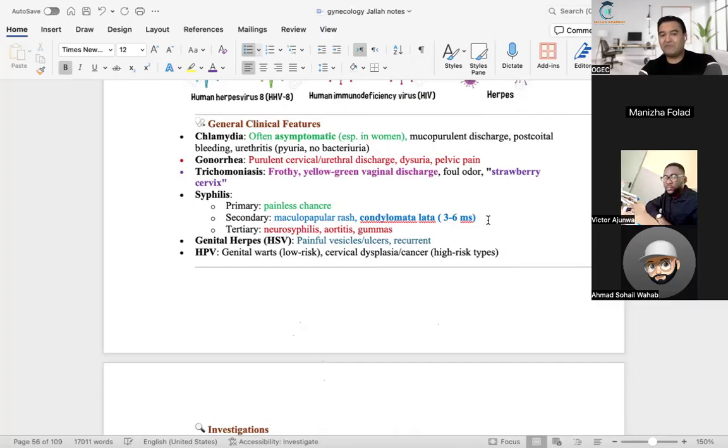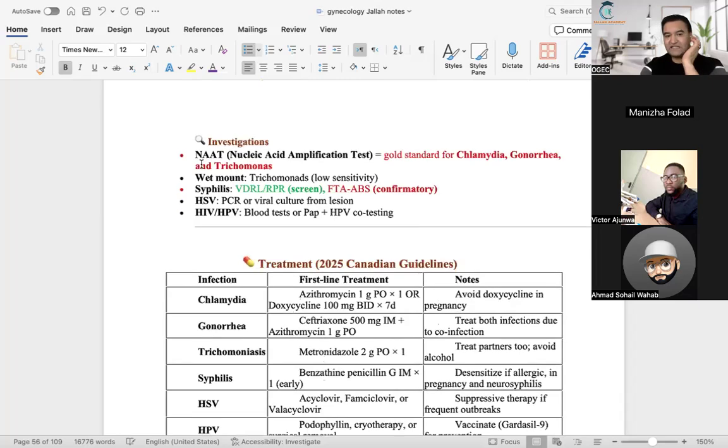But if the symptoms are over 1 year, it is called late latent syphilis. Then in that case, for the late latent and tertiary, you have to use 3 doses of benzathine penicillin 2.4 million. For neurosyphilis, you have to use IV. For investigation, NAT is again the gold standard confirmatory test for chlamydia, gonorrhea, and trichomoniasis. Wet mount has very low sensitivity, but it's very helpful.